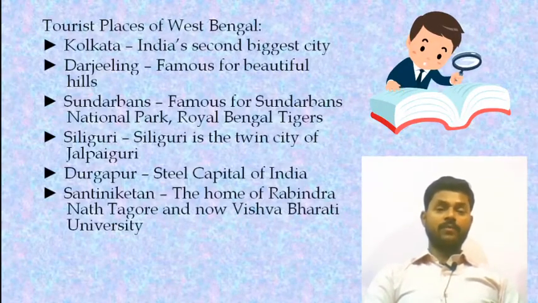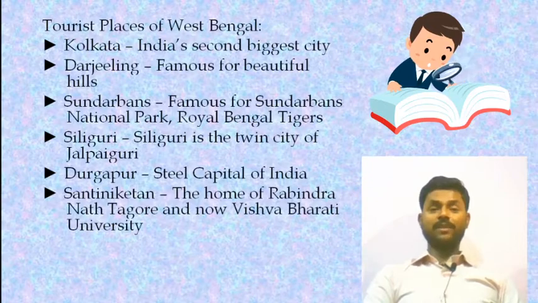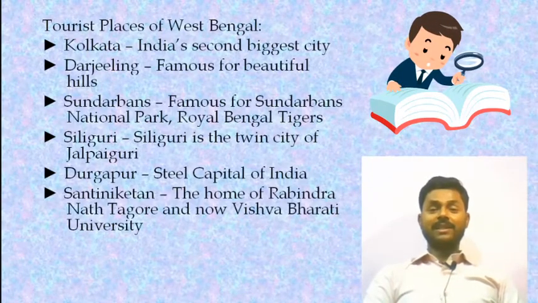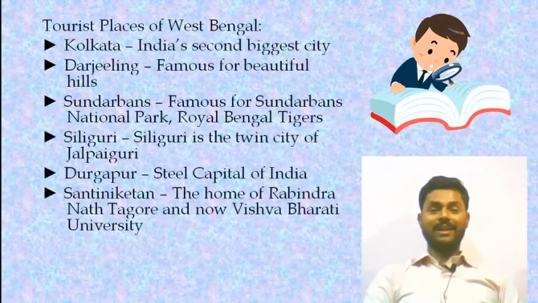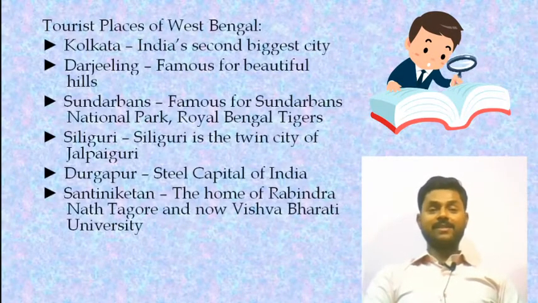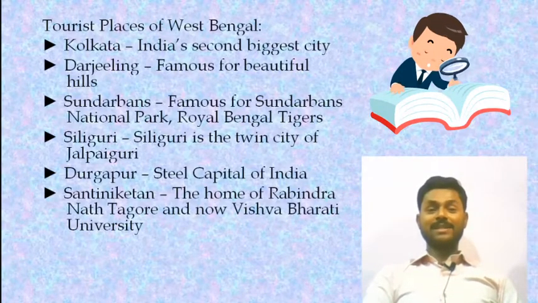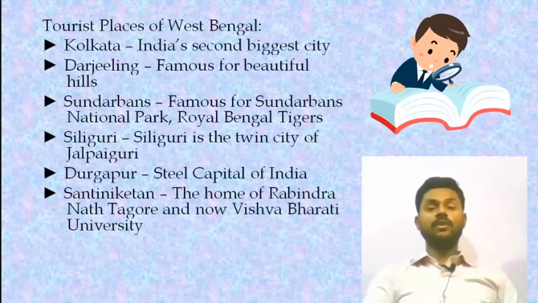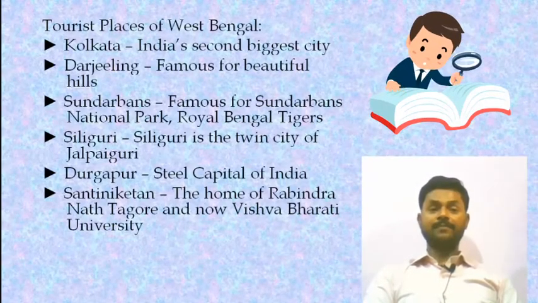Next tourist place of West Bengal is Siliguri. Siliguri is the twin city of Jalpaiguri. It means Jalpaiguri and Siliguri both are twin cities of West Bengal. Next tourist place is Durgapur, and do you know Durgapur is known as the steel capital of India.